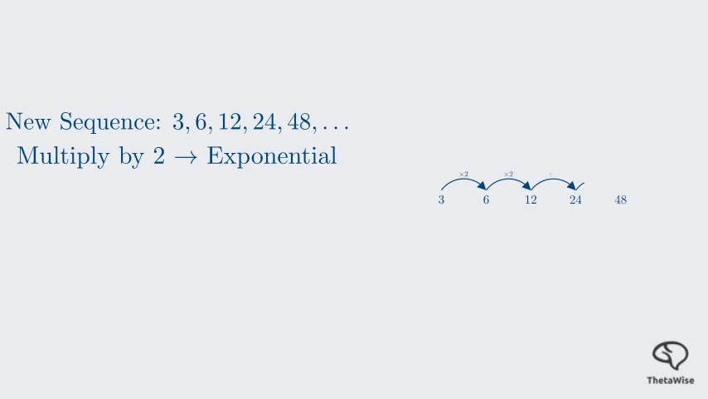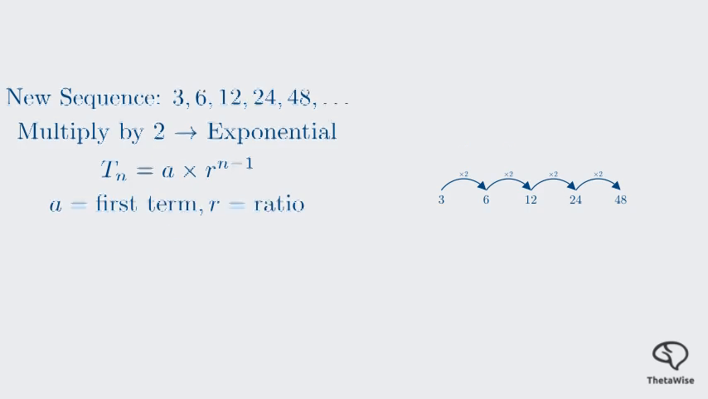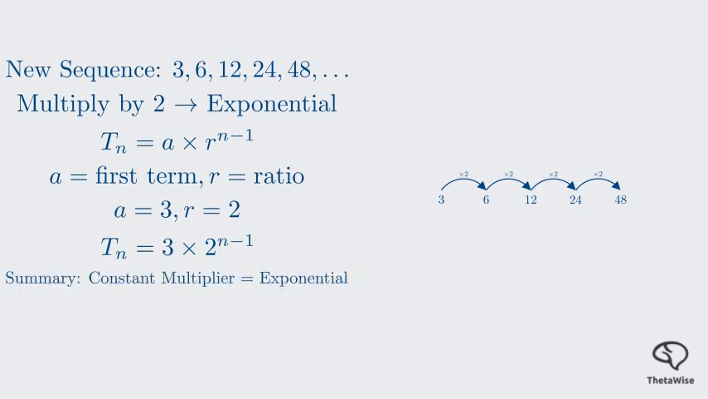Now, consider this different pattern. 3, 6, 12, 24, 48, and so on. Here, we aren't adding the same number, we are multiplying by 2 each time. This is an exponential sequence. In the general formula, Tn equals a times r to the power of n minus 1. In this formula, a is the first term and r is the ratio we multiply by. For our sequence, a is 3 and r is 2. So, Tn equals 3 times 2 to the power of n minus 1. So, for exponential patterns, look for a constant multiplier rather than a constant difference.